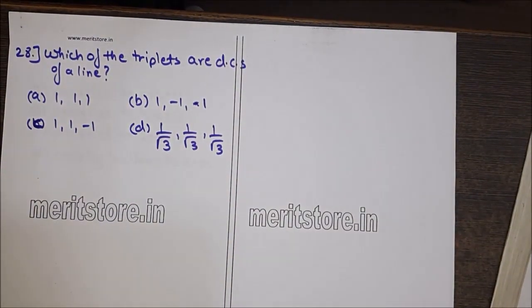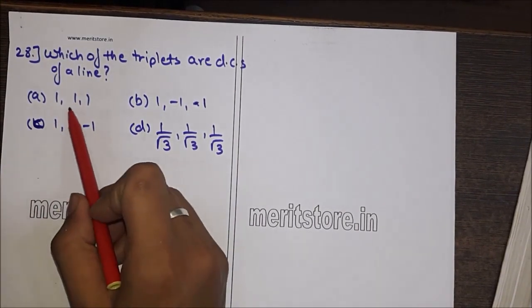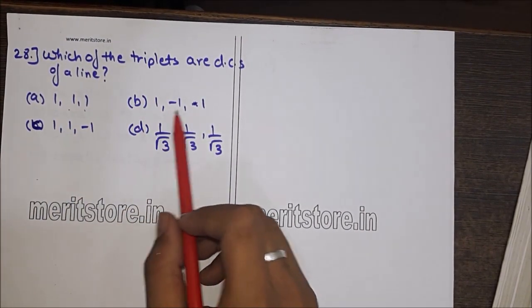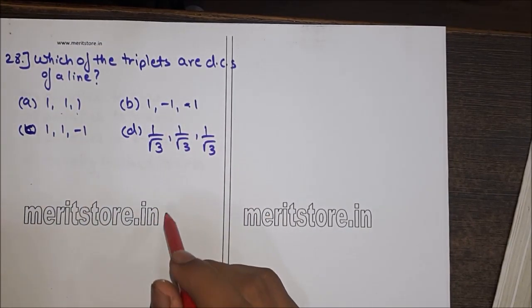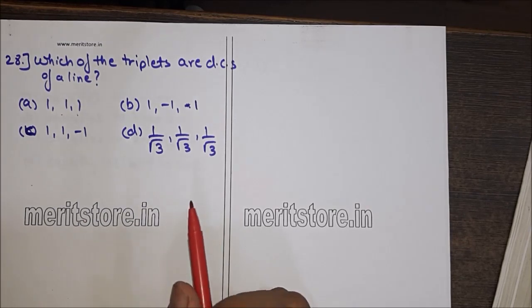Question number 28. Which of the triplets are direction cosines of a line? Option A, 1, 1, 1. Option B, 1, minus 1, 1. Option C, 1, 1, minus 1. Option D, 1 by root 3, 1 by root 3 and 1 by root 3.